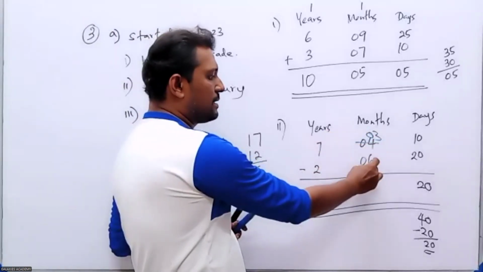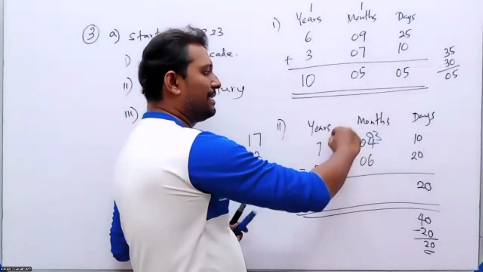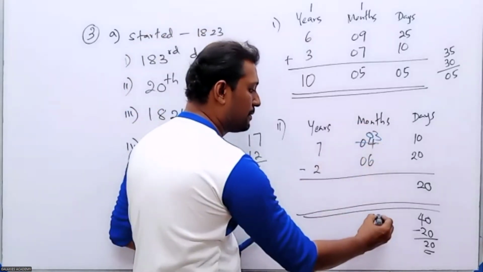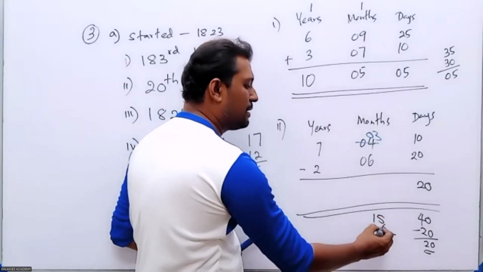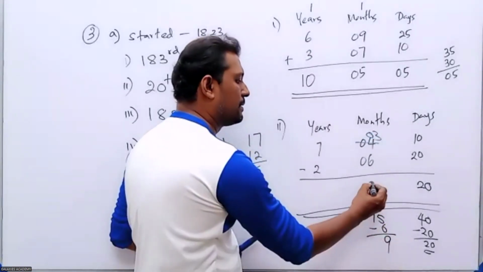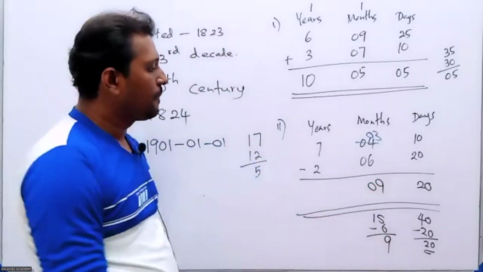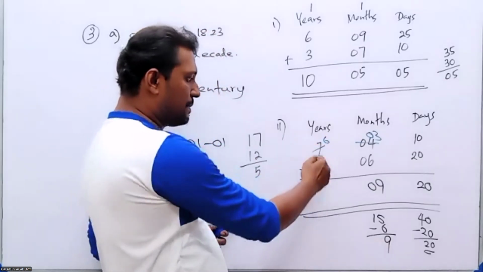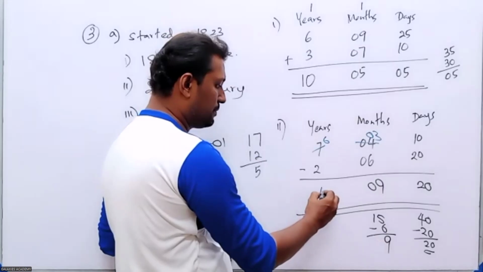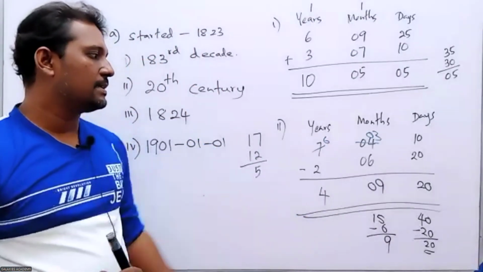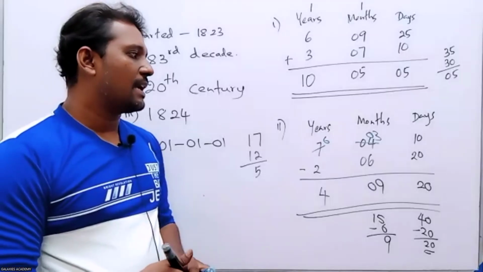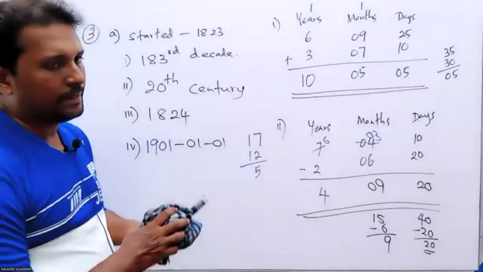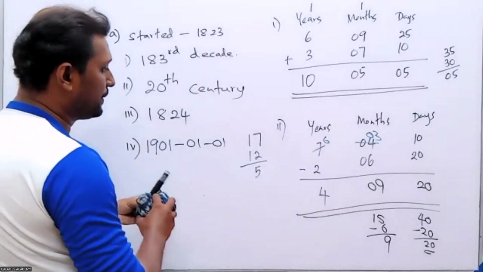We can't subtract 6 from 3. So you have to take 1 year. 1 year means 12 months. Then 12 and 3, 15 months. 15 minus 6, 9. So this value should be 9. And here should not be 7 now. It should be 6. 6 minus 2, 4. So what is the answer? 6 years, 9 months and 20 days. Right? They are the answers for the third question.